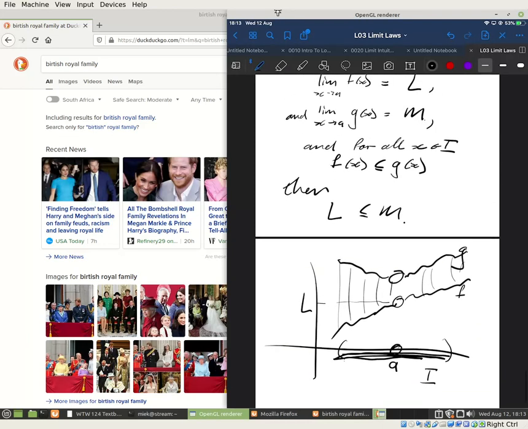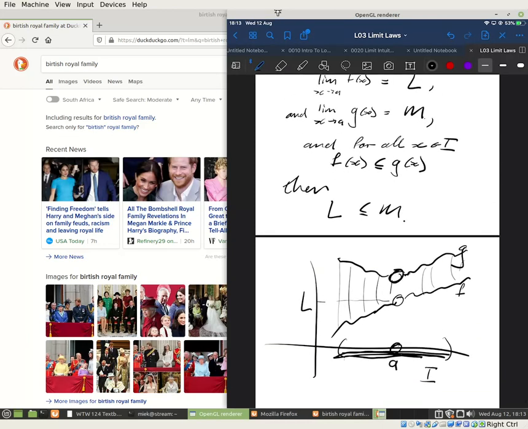Then what this theorem says is that if g is bigger than f everywhere over here, then the limits satisfy the same relation. So the limit of f, which is L, is less than or equal to the limit of g, which is M. Okay.